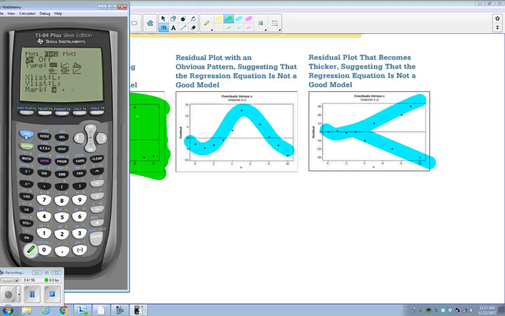Everybody there? So I'm going to get out of there. Then I'm going to hit zoom. And again, I'm going to cursor right down to zoom stat. Press enter. And now I can see my residuals. They're kind of scattered all over the place. There's no pattern. So that was a good regression equation model.